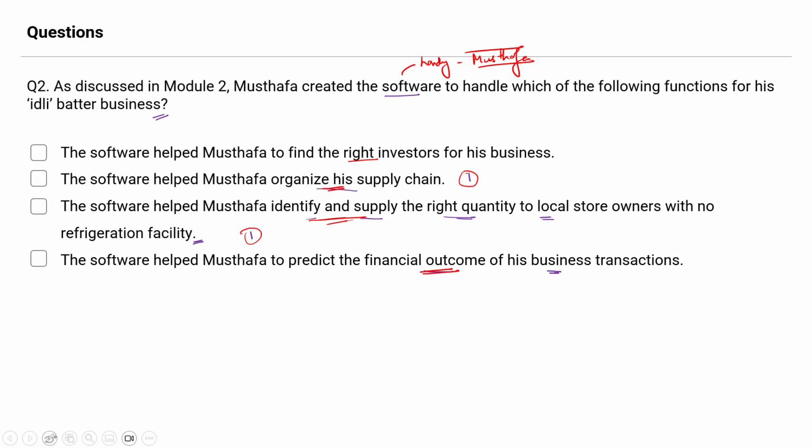Sir, Mustafa sir had it as a solution to the problem of batter blast because some of the stores did not have the refrigeration facility as well. So he created the software so as to establish the right quantity of batter that is to be supplied to the stores who don't even have the refrigeration as well as who have the refrigeration facility. So the software helped them to organize their supply chain, that is what amount of supply actually is to be done.